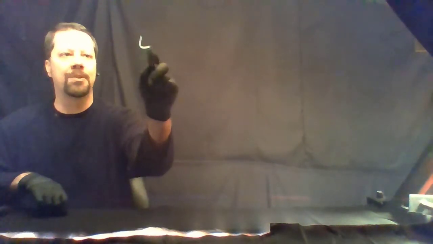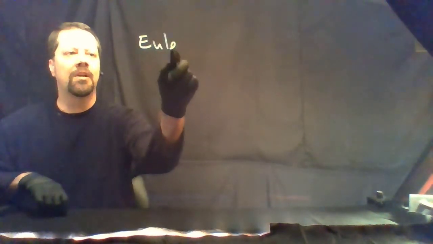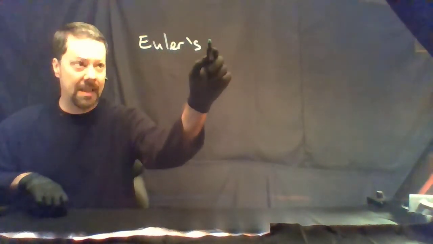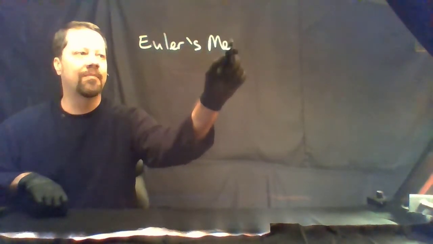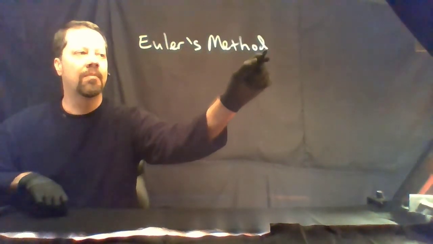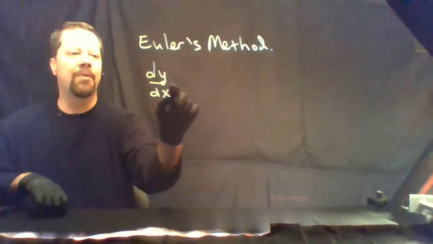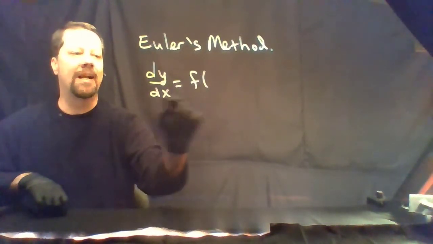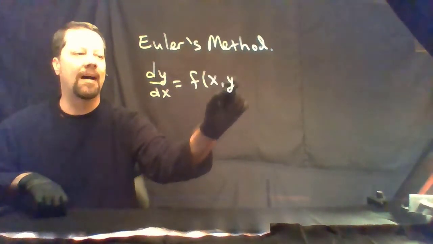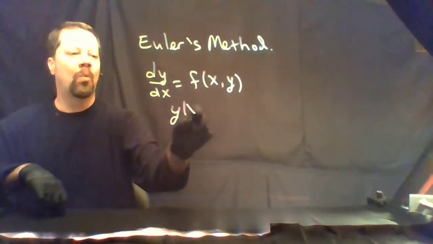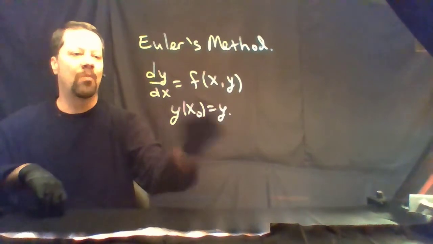I'd like to look at this last example from a numerical perspective. Recall that we had an approximate scheme called Euler's method, and we applied it to differential equations of the form dy/dx equals f(x, y), where y(x_0) was equal to some y_0.